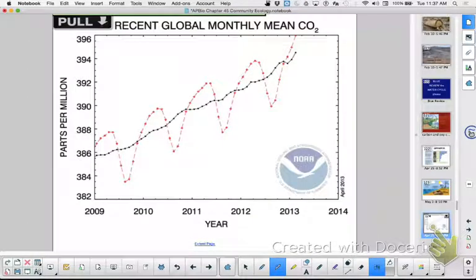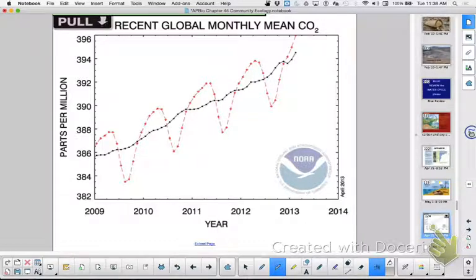Okay, why is this happening? Look at your overall trend, but also look at your fluctuations every year. Why are you getting those fluctuations every year? And then also make a claim about the trend that you're seeing, discussed with your BioBuddy. Go. Why is it fluctuating every year, and what is the overall trend?